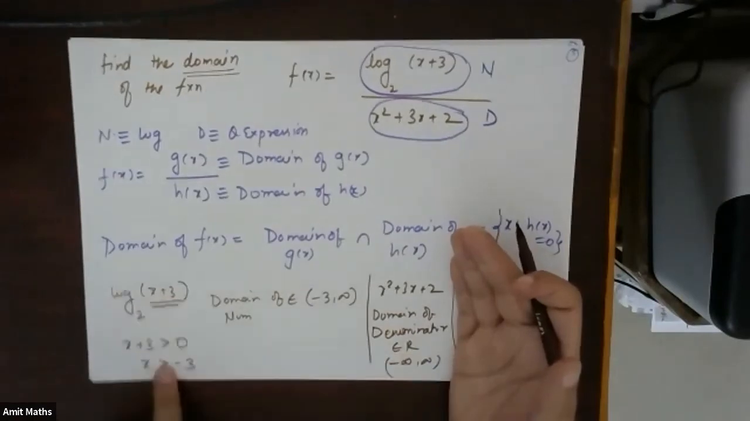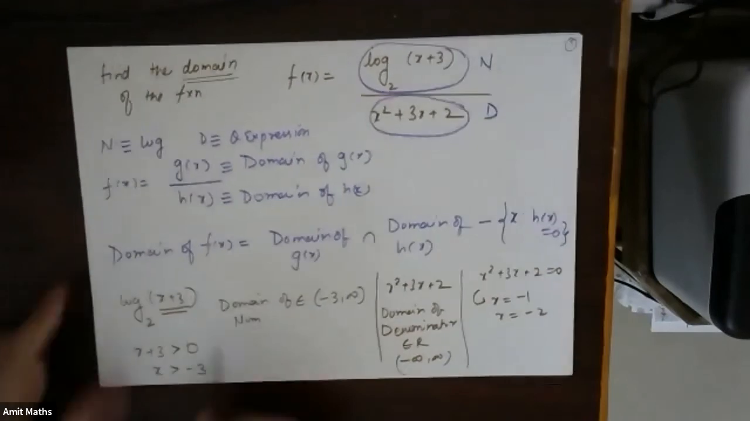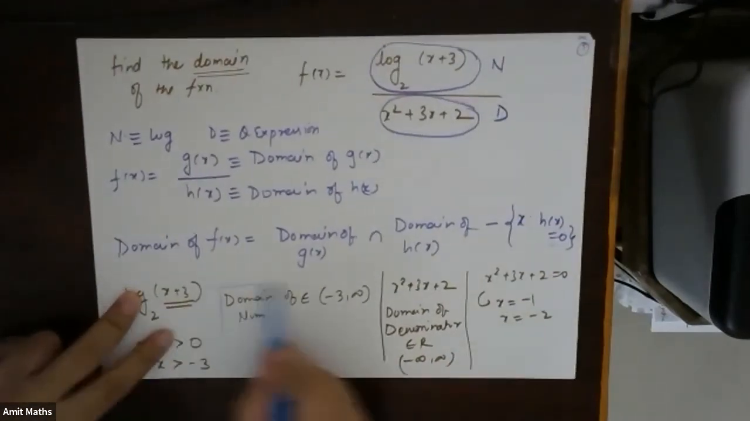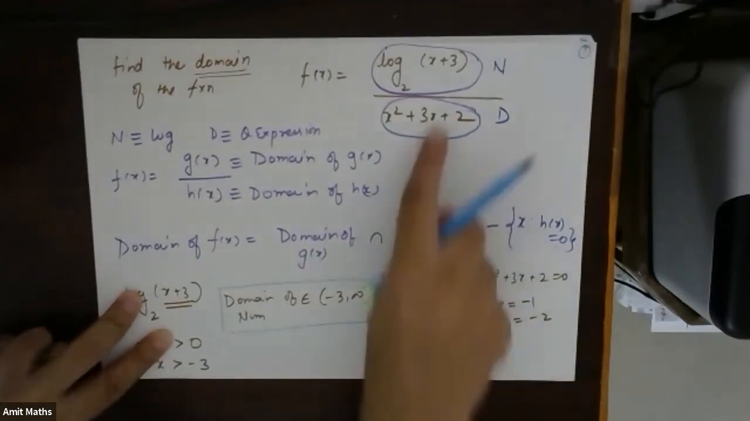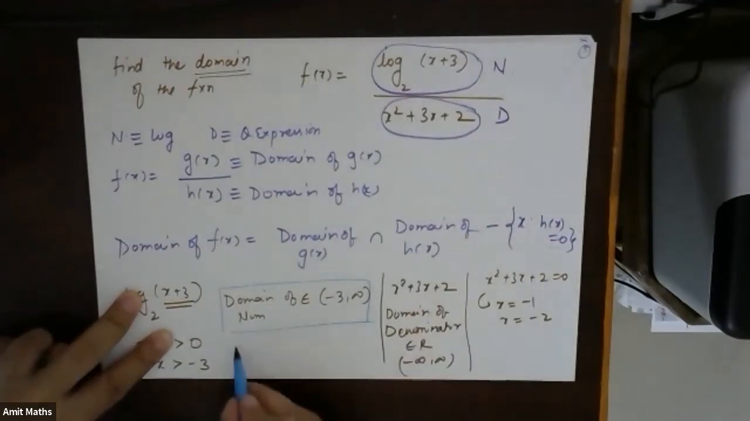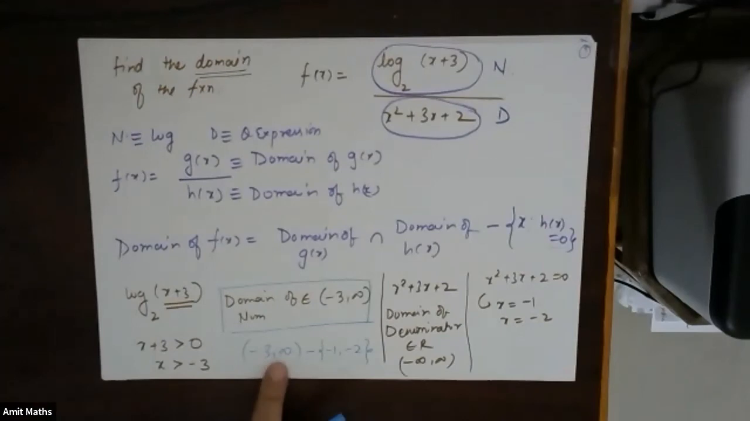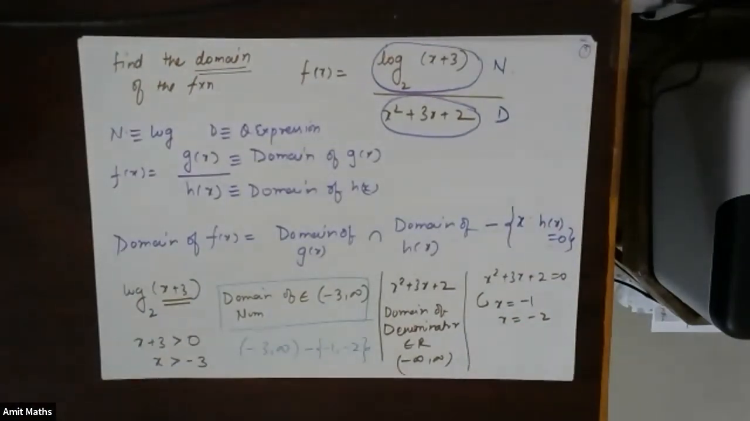Intersection of these two will be this only, because this is a real set. So from this, I will remove these two because for these two the denominator will be 0. So the domain of this overall function will be minus 3 to infinity, excluding minus 1 and minus 2. Just check if it is correct. Check if you are able to understand this.